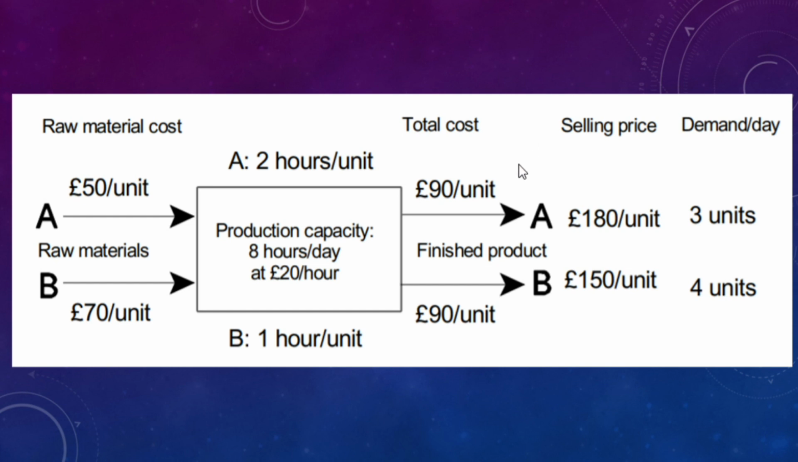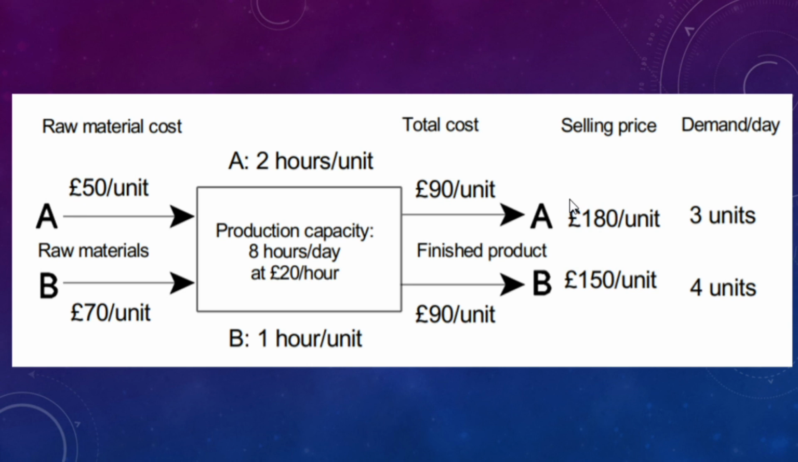Now, your total cost is 90 pounds per unit. Both are the same. Why? Because this is 2 hours times 20 per hour, so per unit you add 40 since it takes 2 hours. So 90 pounds per unit. And this one is 70 because it's only 1 hour per unit, plus 20 equals 90.